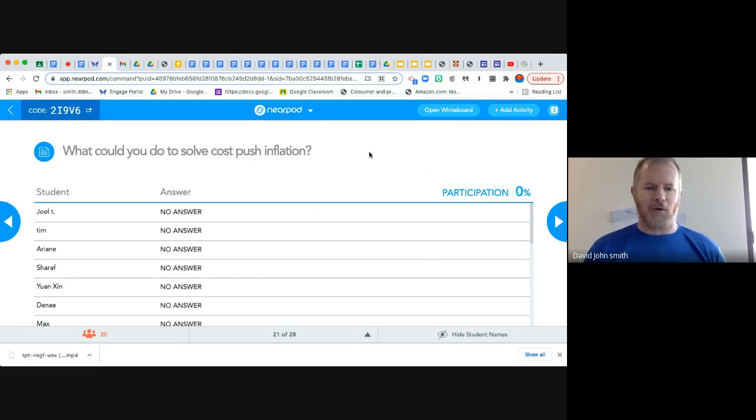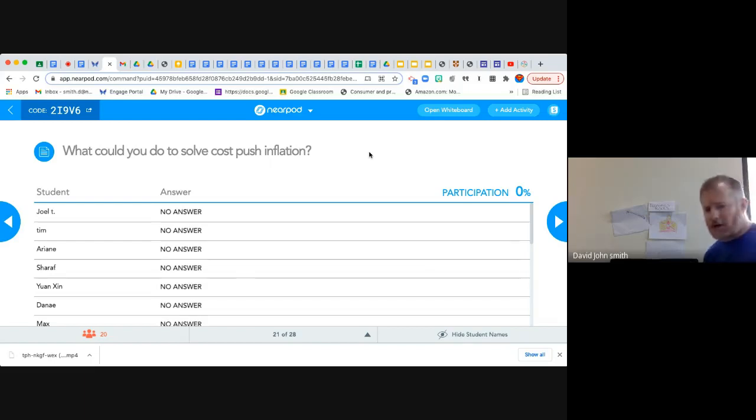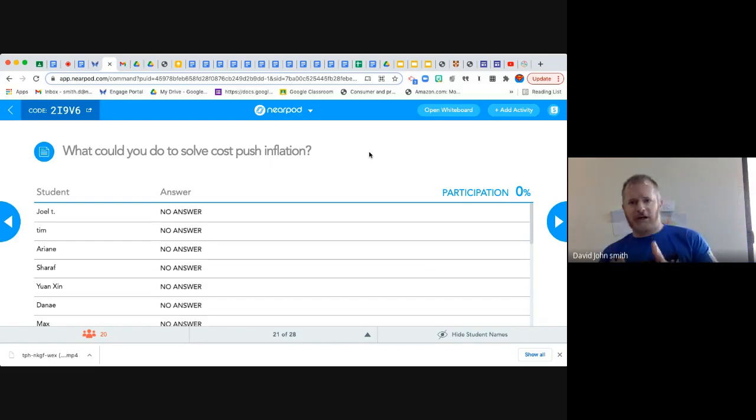So how, therefore, could you solve cost push inflation? What would you have to do? Have a guess. It's about the supply side of the economy, aggregate supply. What are you going to have to do to try and encourage aggregate supply?